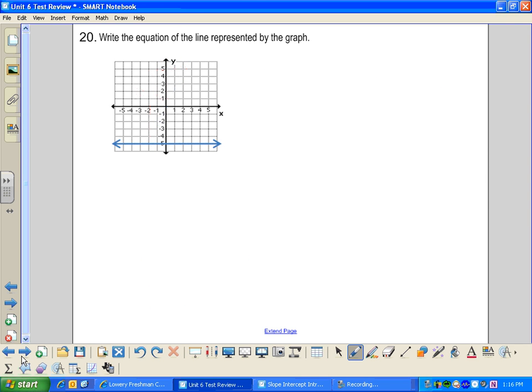Write the equation of the line represented by the graph. Oh, I like this one. Okay, so I've got y equals mx plus b. I have to figure out my slope and my y-intercept. Well, I can see that it's going to intercept at negative 5. Now I've got to figure out my slope. I'm going to pick any 2 points and figure out my rise over run. I'm picking this point right there. My choice.